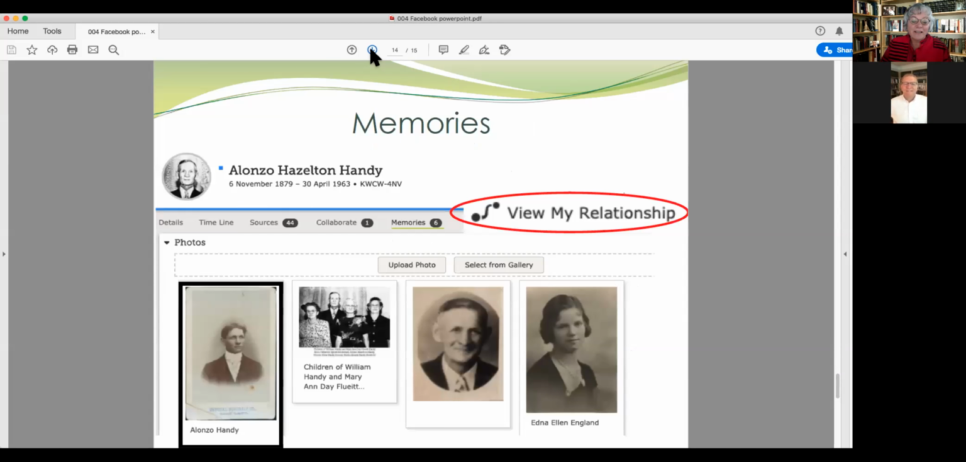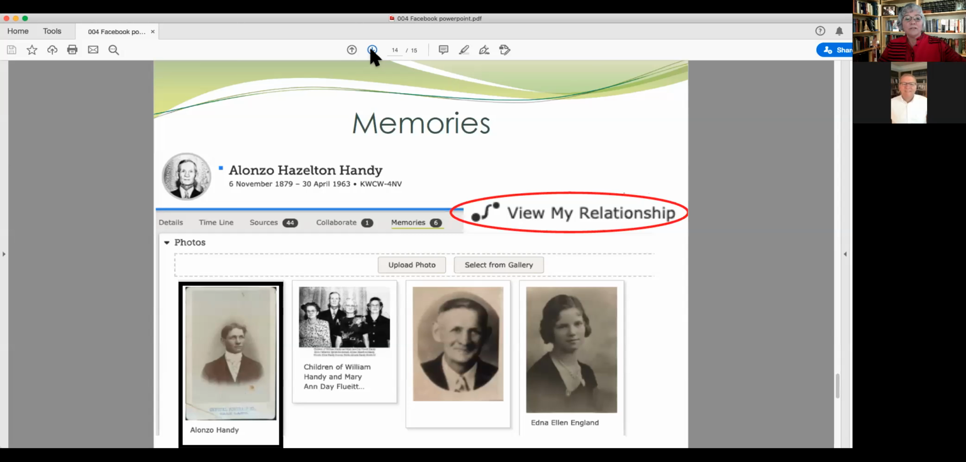Well, I checked, and it's not listed on his page. If a family member has it or had it, they did not include it. So I added the photo. You can see I put a big black outline around it to see it. Now I get to see how I'm related to Alonzo Handy and what connection he had between my great-grandmother, Lottie.